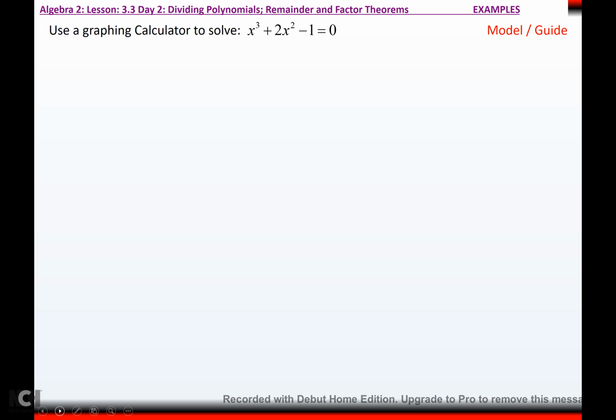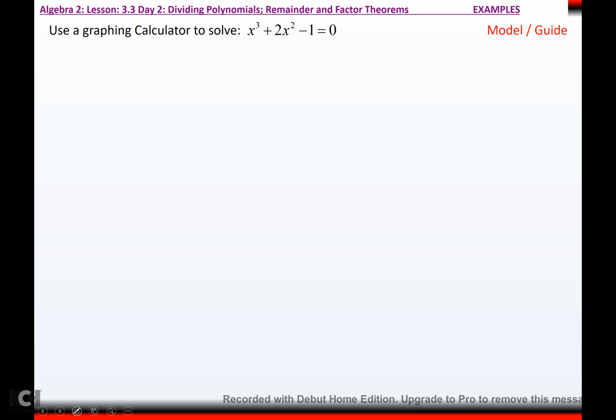Now I'm going to show you how to do that on the graphing calculator. It says use a graphing calculator to solve x cubed plus 2x squared minus 1. Because this is a third degree, I can't just start doing the quadratic formula. I can't do A times C, find all the factors, rewrite B. So I've got to get a clue to at least one of them.